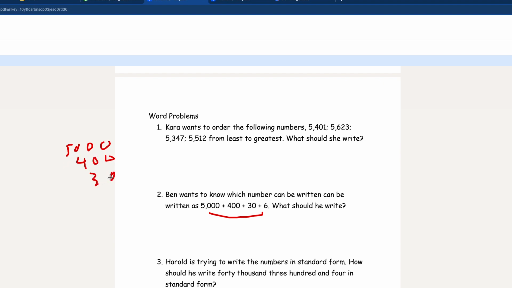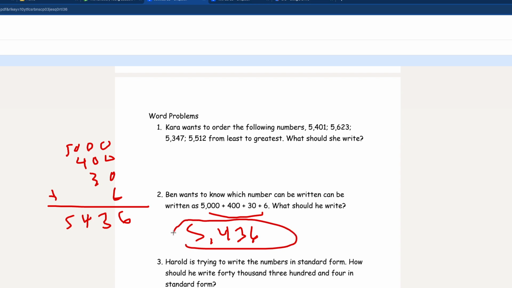So let's write over here 5,000, 400, 30, and 6. This is like each of the places, ones, tens, hundreds, and thousands, and so on. So we're going to start off with the ones place. 0 plus 0 plus 0 equals 0 plus 6 is 6. 0 plus 0 plus 3. And since all of them have zeros, we could just drag down the number that actually has a value. So 4 and 5. So 5,436 should be the number that Ben should write. And that is the final answer for number 2.